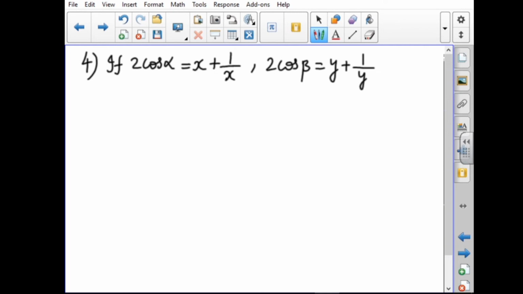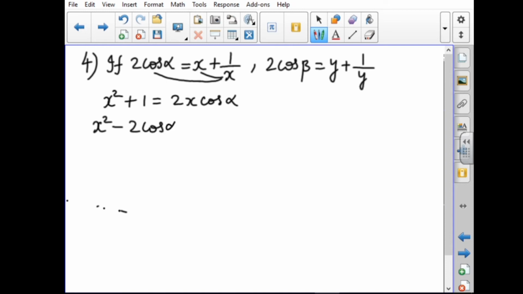So how can you find out x and how can you find out y? To find out x, let us make this a quadratic equation. How to make this a quadratic equation? Multiply by x here as well as here. So the term will become x square plus 1 is equal to 2x cos alpha. Bringing to this side, x square minus 2 cos alpha x plus 1 is equal to 0.